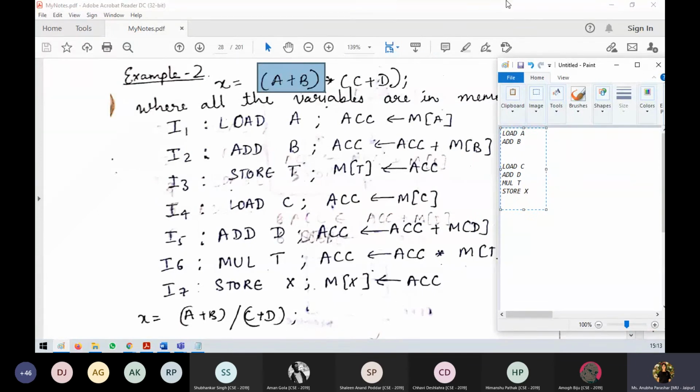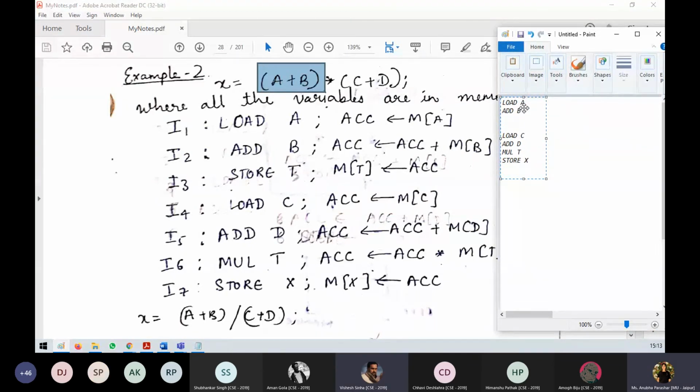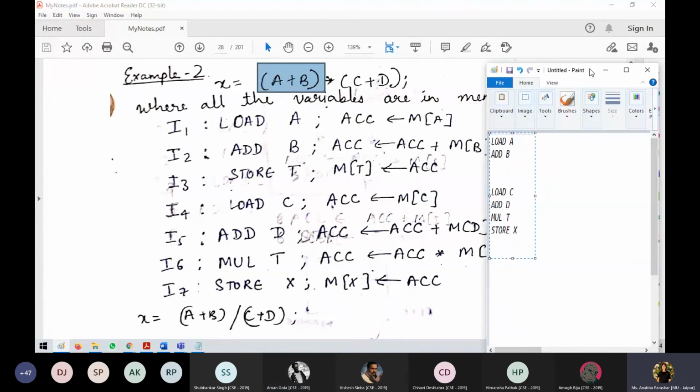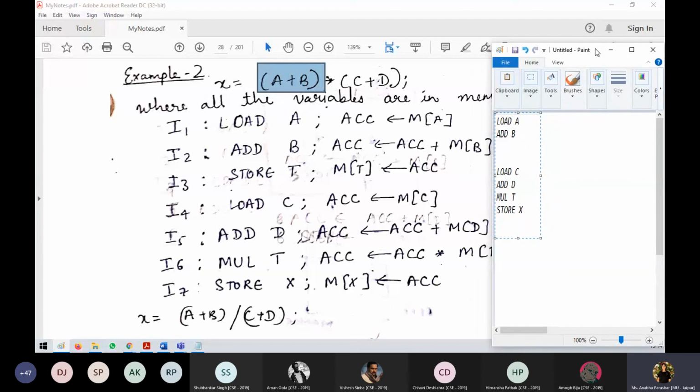Ma'am, where is A plus B stored in this case? Yes, I'm just explaining him that. A plus B will go to the accumulator by default. It's a good doubt because in exam you always get confused in these things. When we have load A, what is happening? A value is stored in accumulator. When we say add B, the values of A and B are getting added and stored in accumulator. This is what it means.